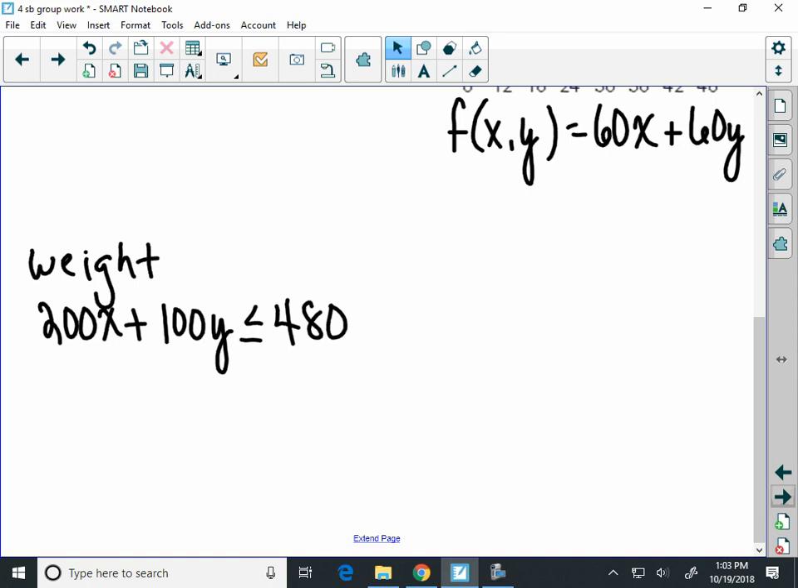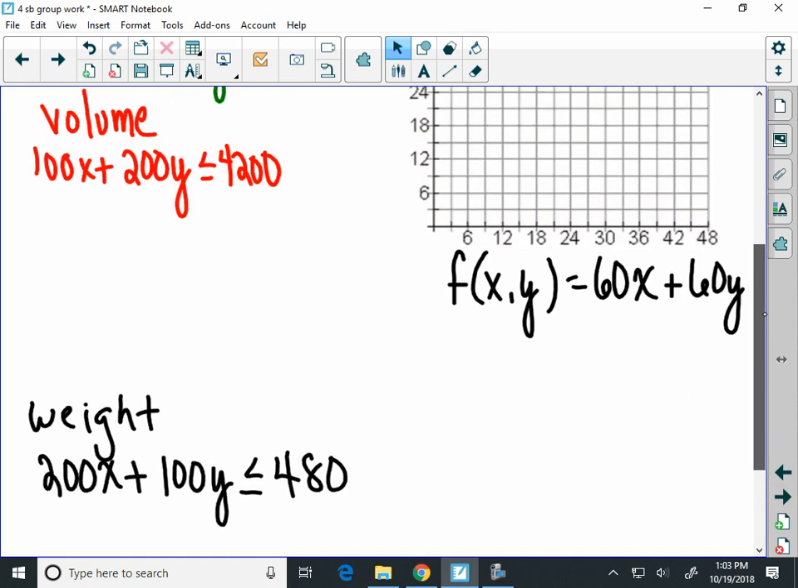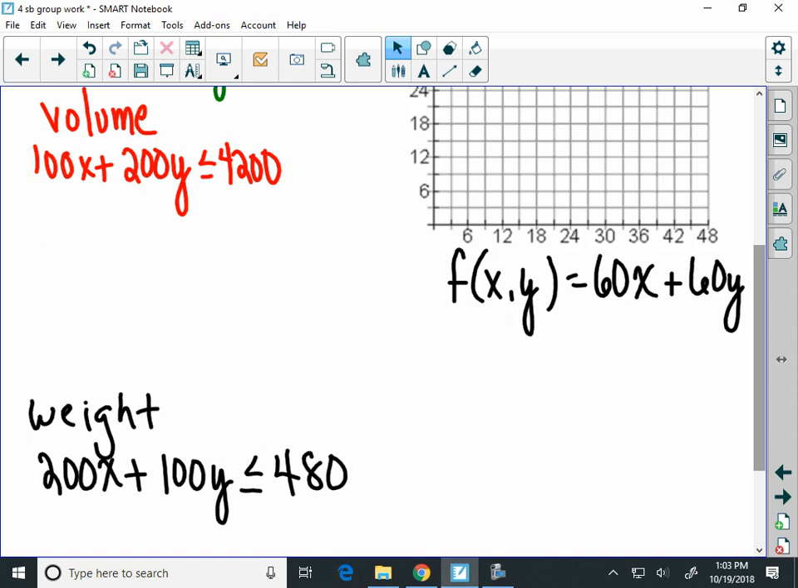And now that we have that information, we're going to put these two inequalities into slope-intercept form so that we can graph them and eventually find our convex polygon region and our vertices and figure out how we can make the most money.